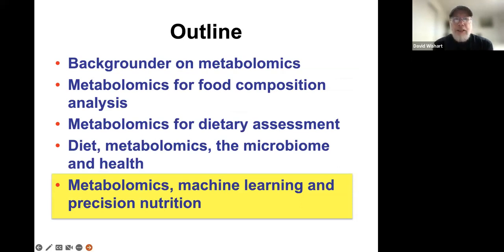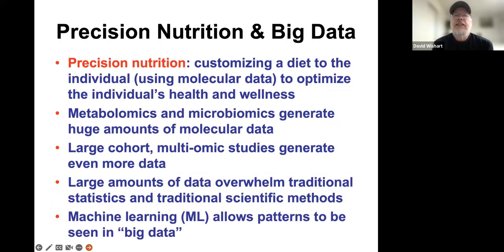So for the last bit here, I'm going to talk a little bit about metabolomics, machine learning, and precision nutrition. It's very brief, but it's partly just to highlight this idea that with metabolomics, we're generating lots and lots of data. We call it big data. Also with microbiomics, we're generating huge amounts of molecular data. Now, the concept behind precision nutrition is to help customize an individual's diet using this big data, this molecular data, to optimize health and wellness.